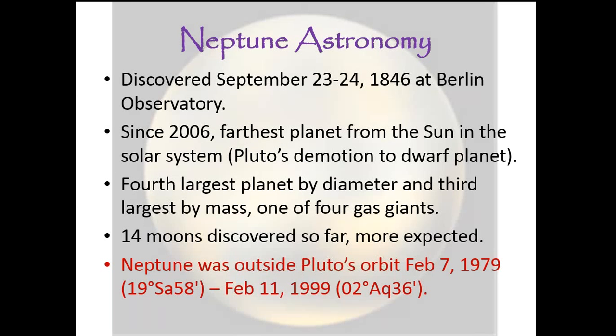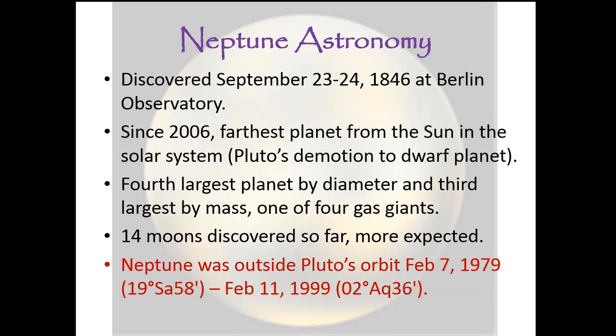A little more astronomy. Neptune was discovered September 23rd, 24th in 1846 at the Berlin Observatory. And as I said before, since 2006, it was the farthest planet from the Sun in our solar system. 2006 was when Pluto got demoted. It is the 4th largest planet by diameter, the third largest by mass, and it's considered to be one of the four gas giants along with Jupiter, Saturn, and Uranus. So far, there have been 14 moons discovered on Neptune, and they expect to find more.